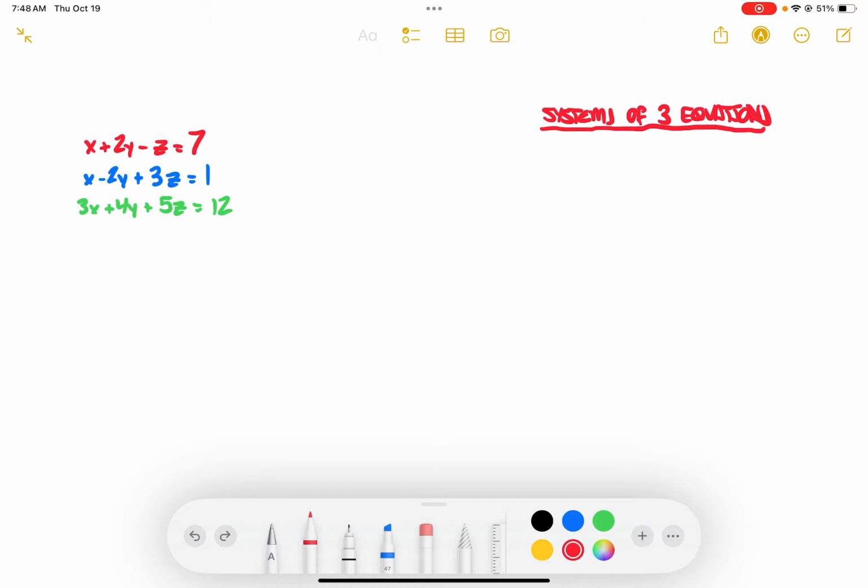Now I'm going to take a moment and label these equations 1, 2, and 3. And I want you to look at them for a moment. Which two equations could I add together and have one of the variables cancel out immediately? If you said equations 1 and 2, you are correct, right? Because these will cancel out.